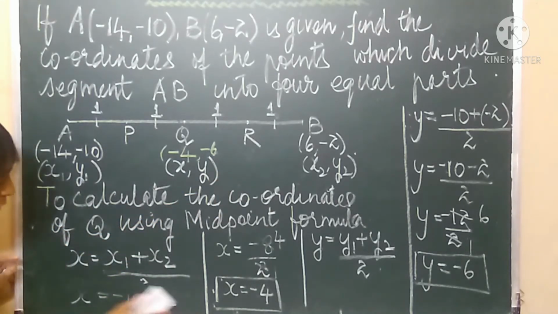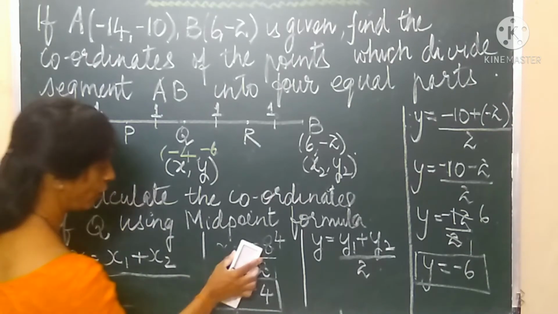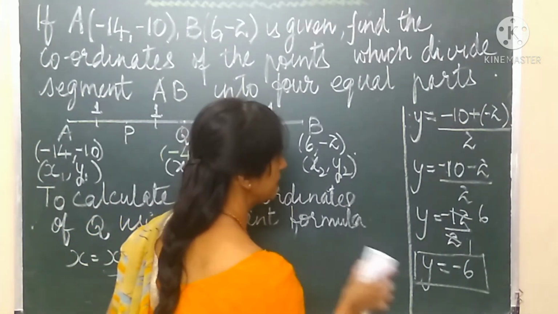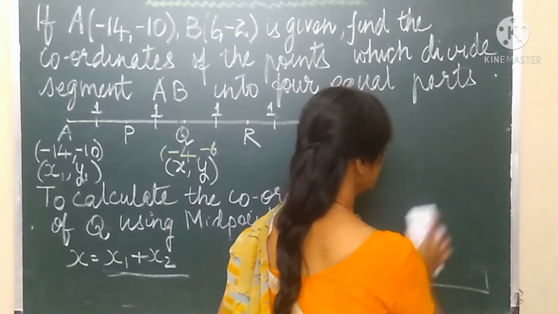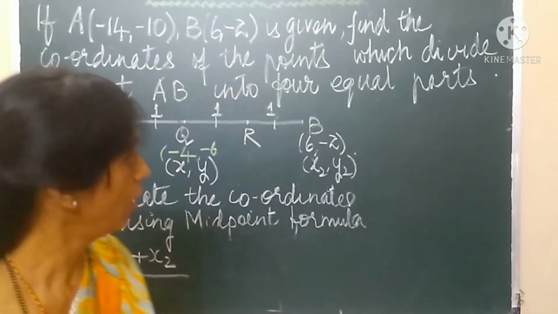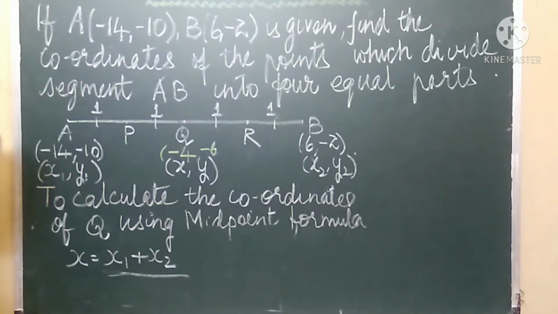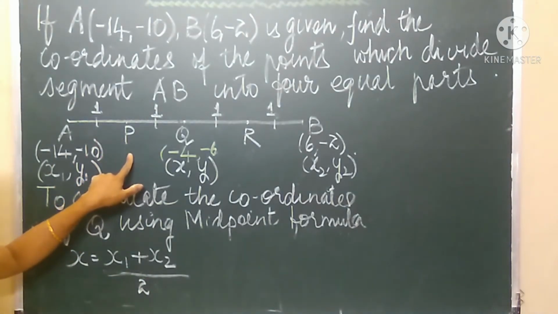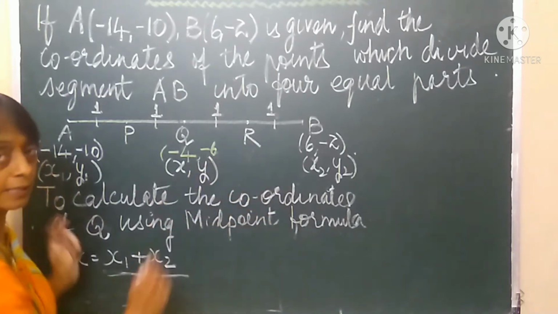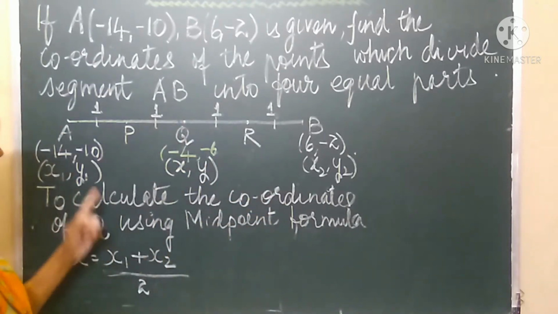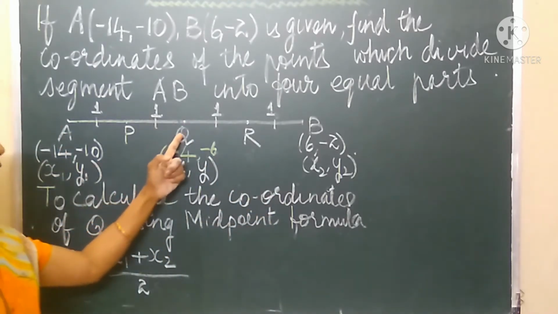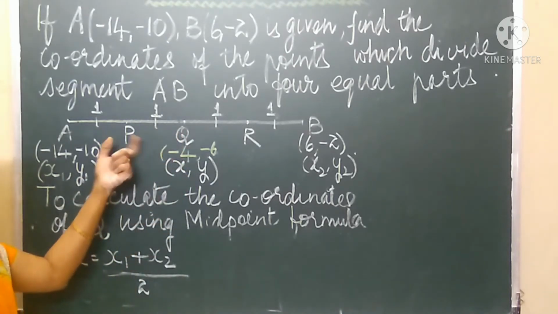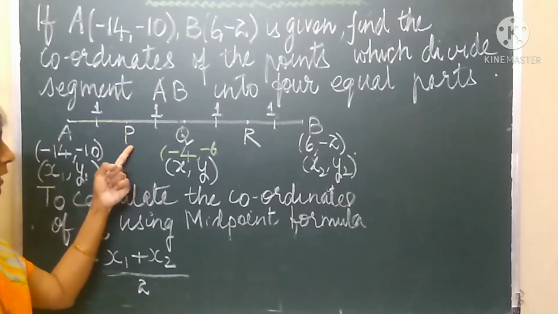Again, children, can I use the midpoint formula? Think. Or have I to use the section formula now? Either to find P first or R first. Definitely, children, if I have to find out P, I will reduce my segment to AQ. I know the coordinates of point A. I know the coordinates of point Q. Right? And what about this point P if I have to find it out first?